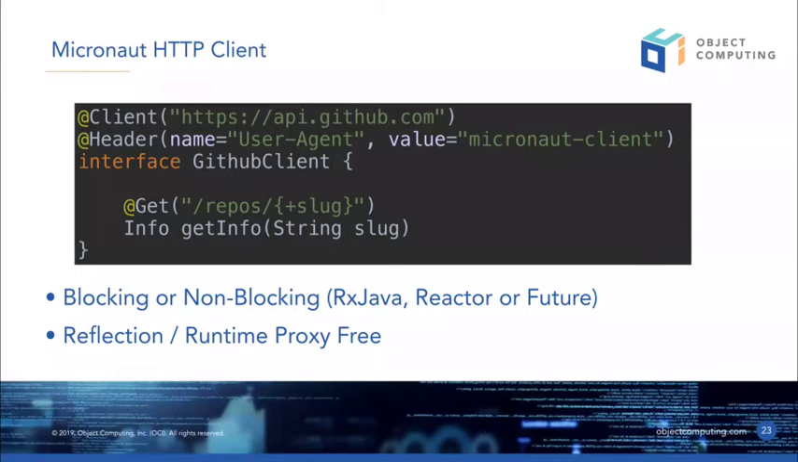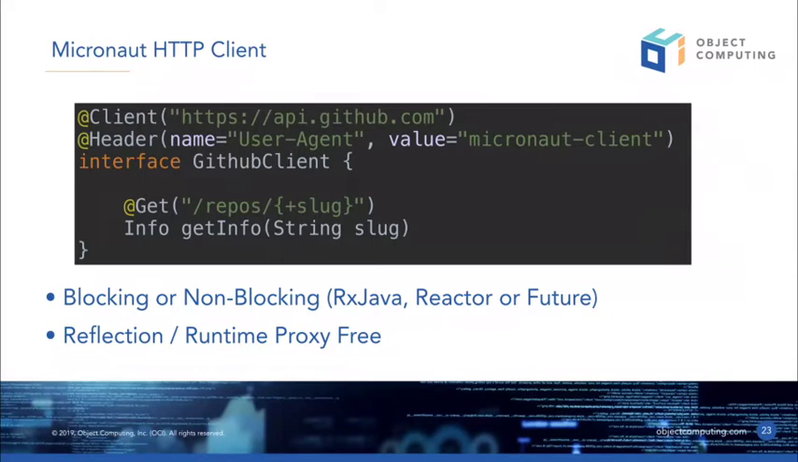So you can simply annotate an interface with @Client and specify a base URL, and then any interface methods that are put in the interface will be implemented for you. Right, so simply by retrieving a bean of type GitHubClient and calling the getInfo method, it will make the HTTP request, parse the response, and send it back to you, right? So in this case, we have an Info class, so we're likely using JSON serialization here. And all of that happens behind the scenes.